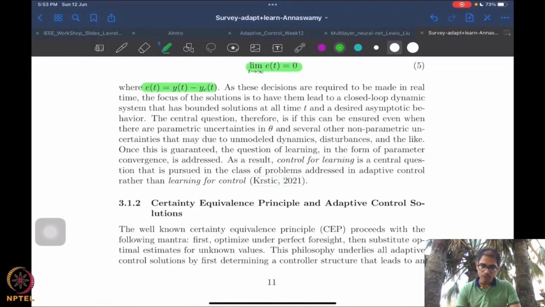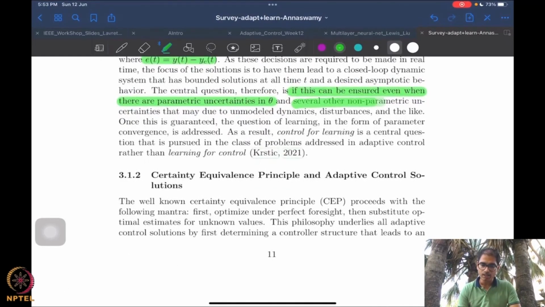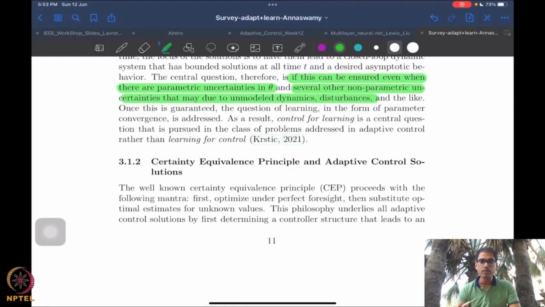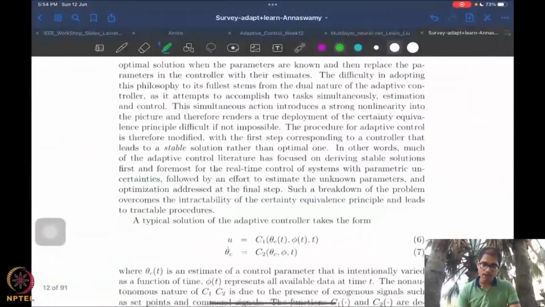Now the question is whether this can be ensured even when there are parametric uncertainties in theta, and also non-parametric uncertainties like unmodeled dynamics, disturbances, etc. So learning is always an important aspect of adaptive control, because we are always trying to learn some parameter theta. We of course looked at the certainty equivalence principle, which formed the basis of most of what we discussed in adaptive control, right?